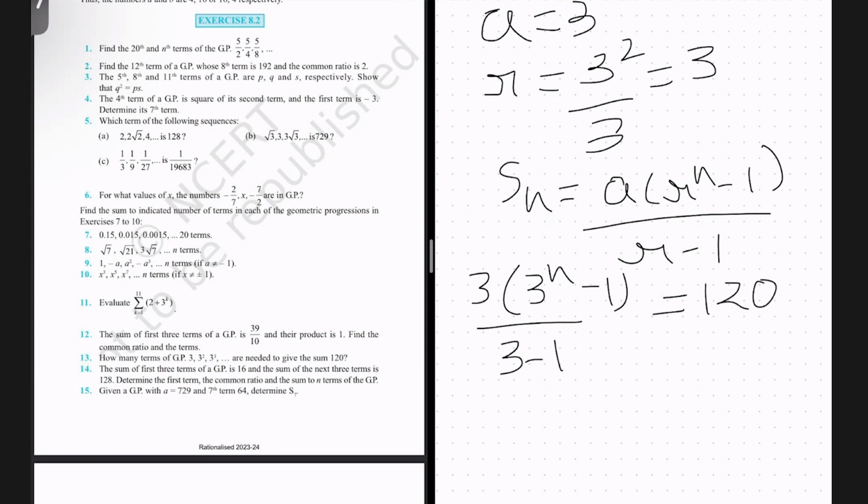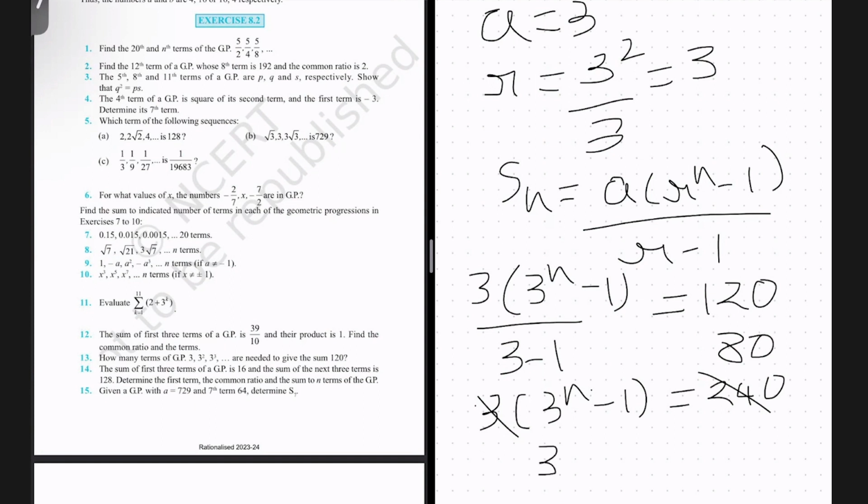Multiplying both sides by 2, you get 3 into 3 raised to the power n minus 1, and you get 240 on this side. 3 and 3 get cancelled. This becomes 80. So you have 3 raised to the power n minus 1 equal to 80. Adding 1 on both sides, you have 3 raised to the power n equals 81.